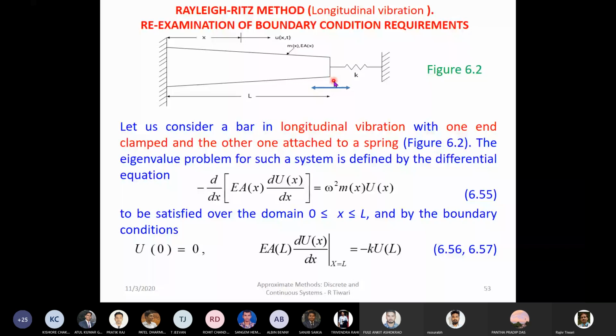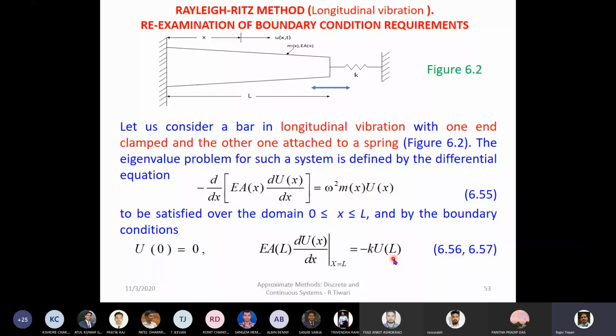But this end of the rod is free. The eigenvalue problem for the continuous system of this kind of axial rod vibration was obtained earlier like this. We have boundary conditions here: at x equal to 0, the displacement is 0, and at x equal to L, the axial force is equal to the spring force, K times the displacement of the rod at the free end. So this is the boundary value problem.